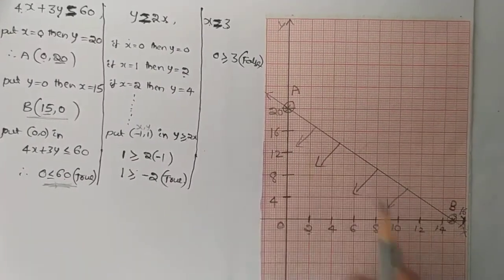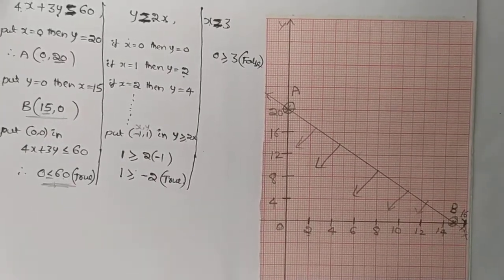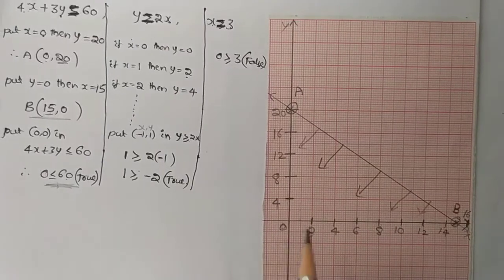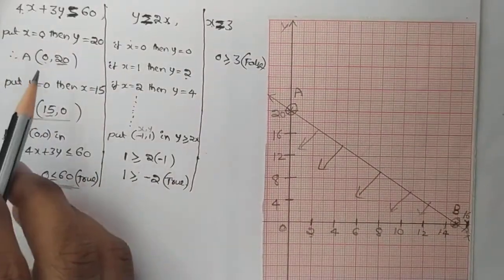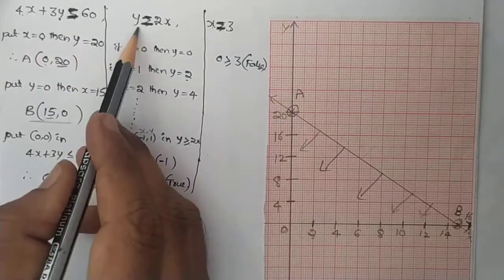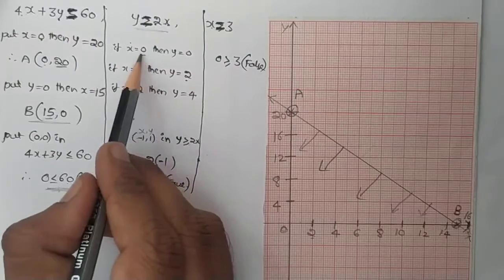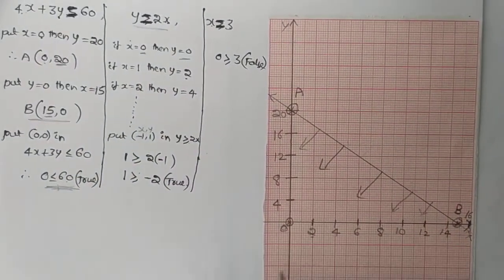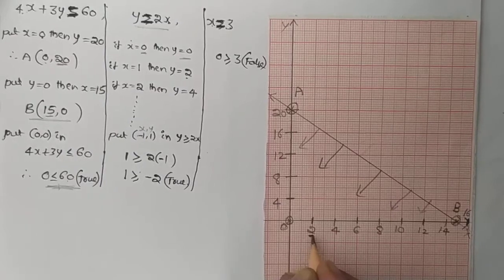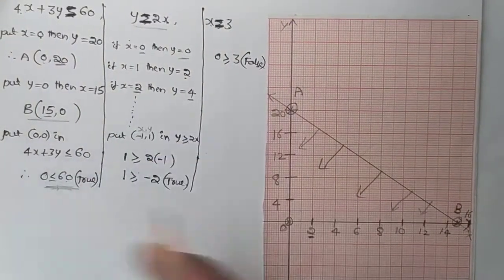We are finding the solution region, so I am putting arrow marks. Next, one more thing, now you move on to the second inequality. Here we have y equals 2x. If x equals 0, y equals what? 0. If x equals 2, y equals what? 4.